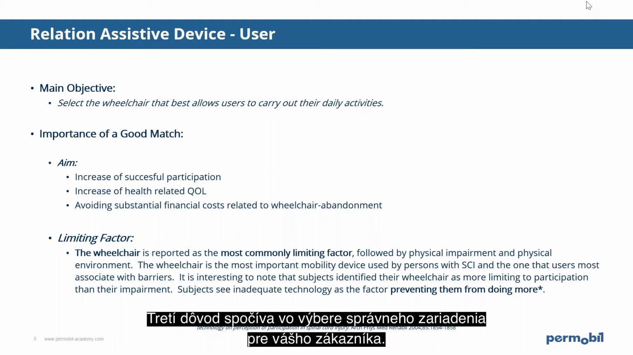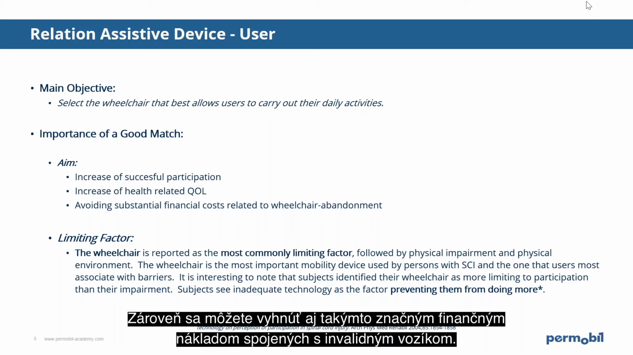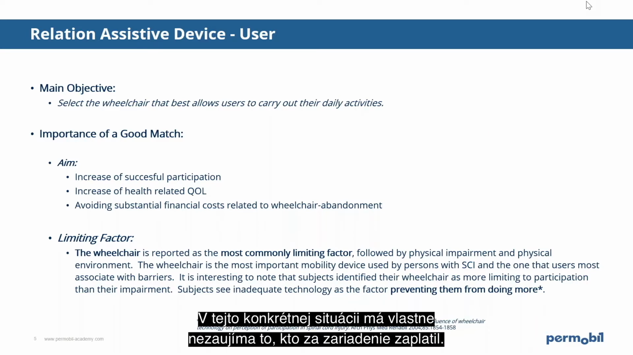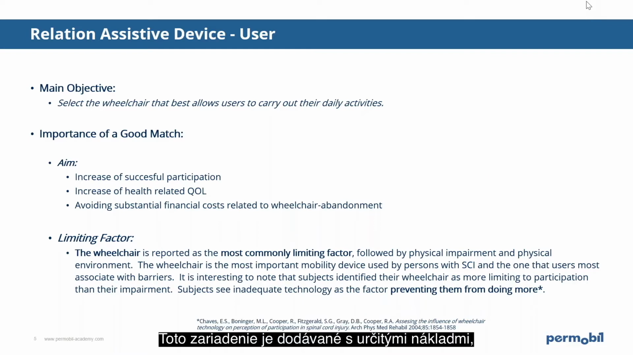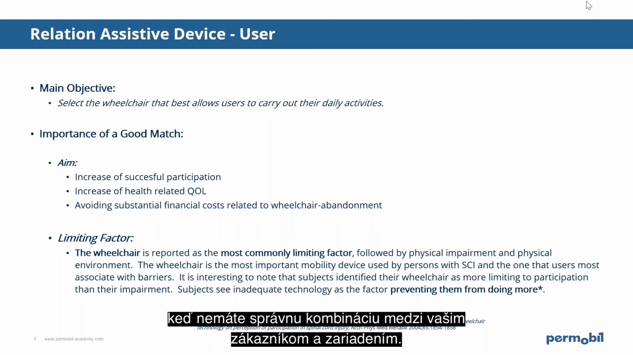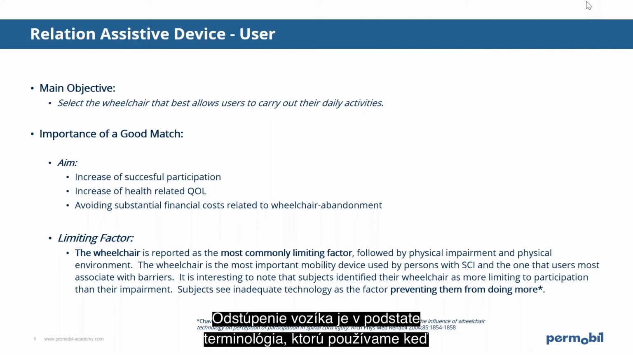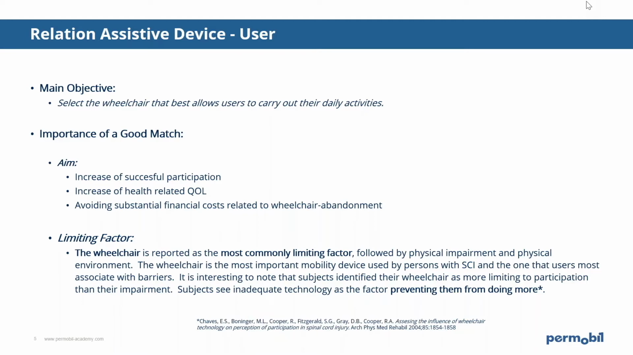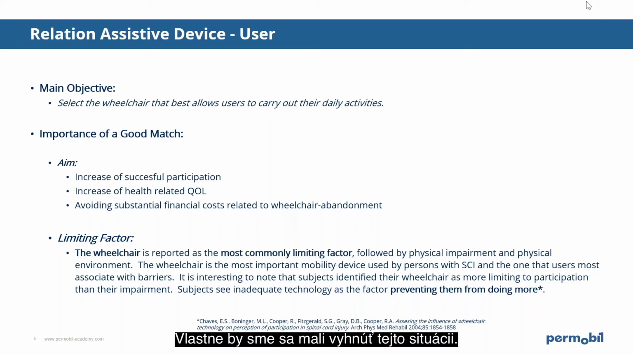And a third reason is that by selecting the right device for your customer, you can also avoid substantial financial costs related to wheelchair abandonment. And in this case, I don't really care who has paid for the device, whether it's with a reimbursement or if it's privately funded. But these devices come with a certain cost, and you should at all times avoid those substantial costs when you're not having the right combination between your customer and the device. Wheelchair abandonment is basically a terminology that we use when users stop using their wheelchair because the wheelchair is not covering their needs. So at all times, we should avoid this situation.